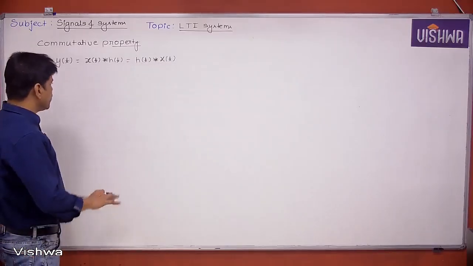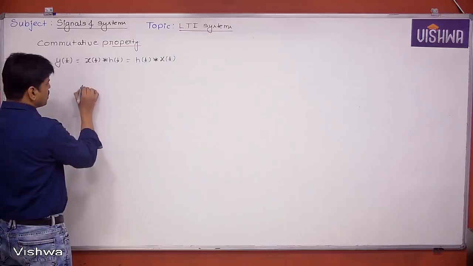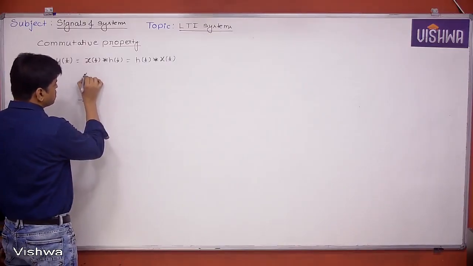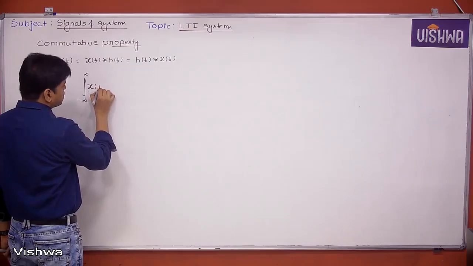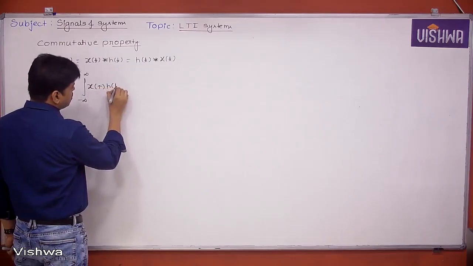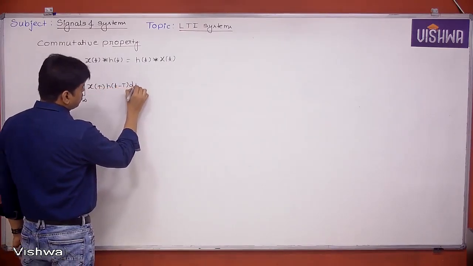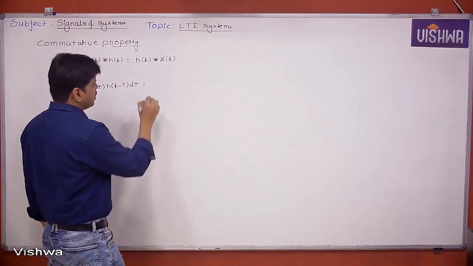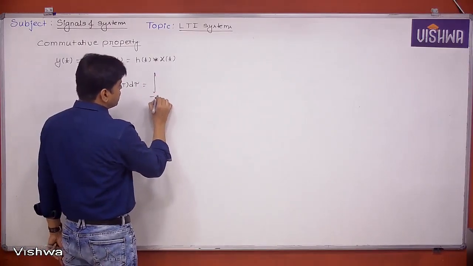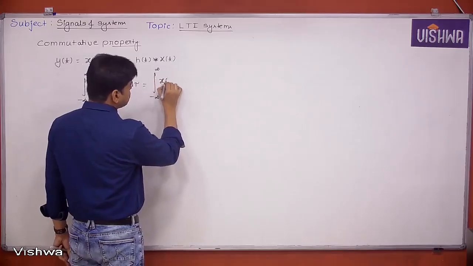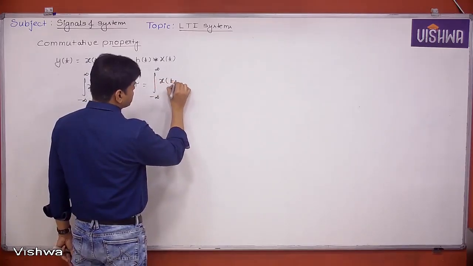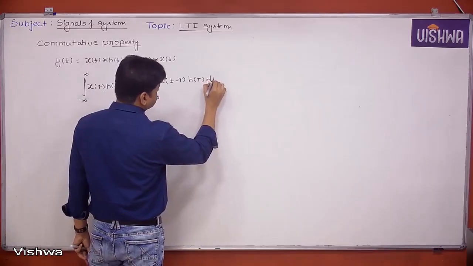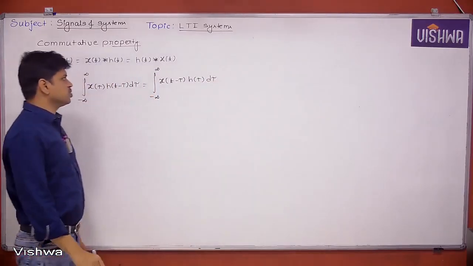That means we can change the formulas also. We know x of t convolution with h of t is the integral from minus infinity to infinity of x of tau h of t minus tau d tau. This is also equal to h of t convolution with x of t, so we can write the integral from minus infinity to infinity of x of t minus tau h of tau d tau. So this is the formula.